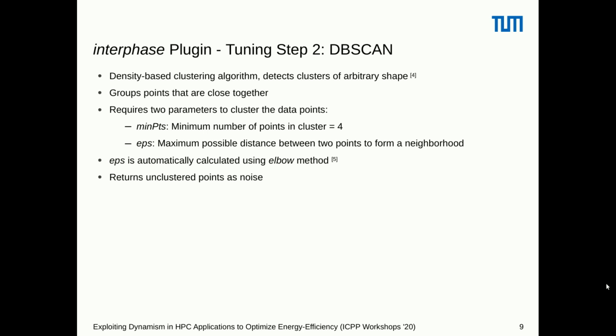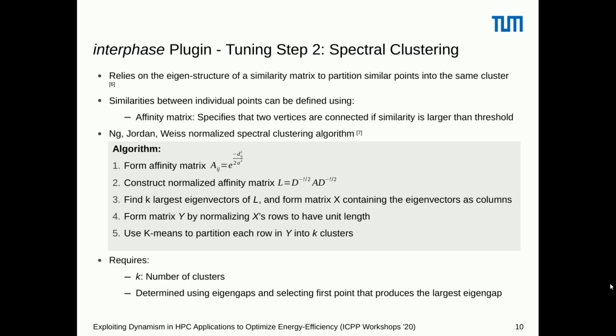The second parameter is epsilon. This is the threshold or the maximum distance between any 2 points in order for them to belong to the same neighborhood. This is automatically determined using the elbow method. In the first clustering step, DBSCAN ignores the similarities or associations between the noise points, which can be captured using spectral clustering. This works in the similarity space instead of the original feature space and relies on the eigenstructure of a similarity matrix to partition similar points.